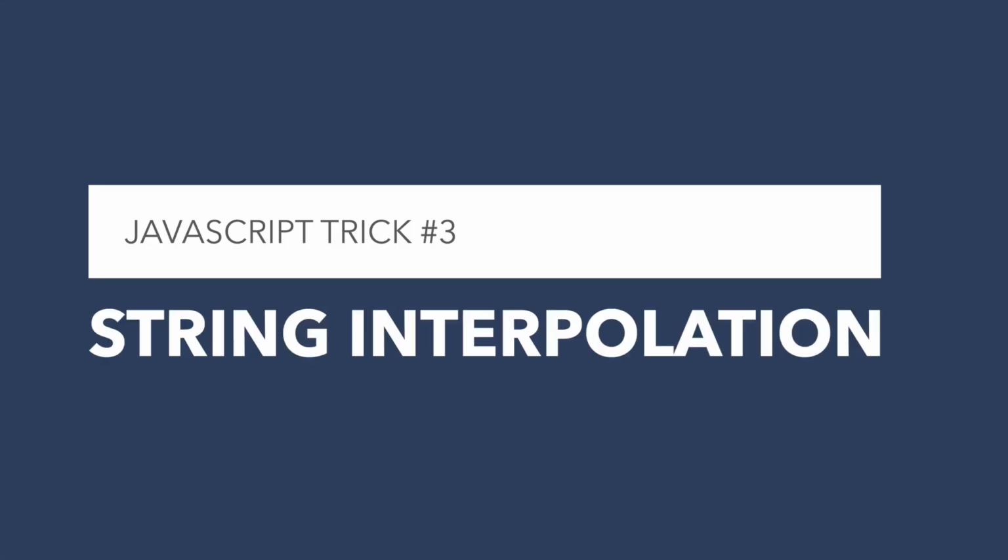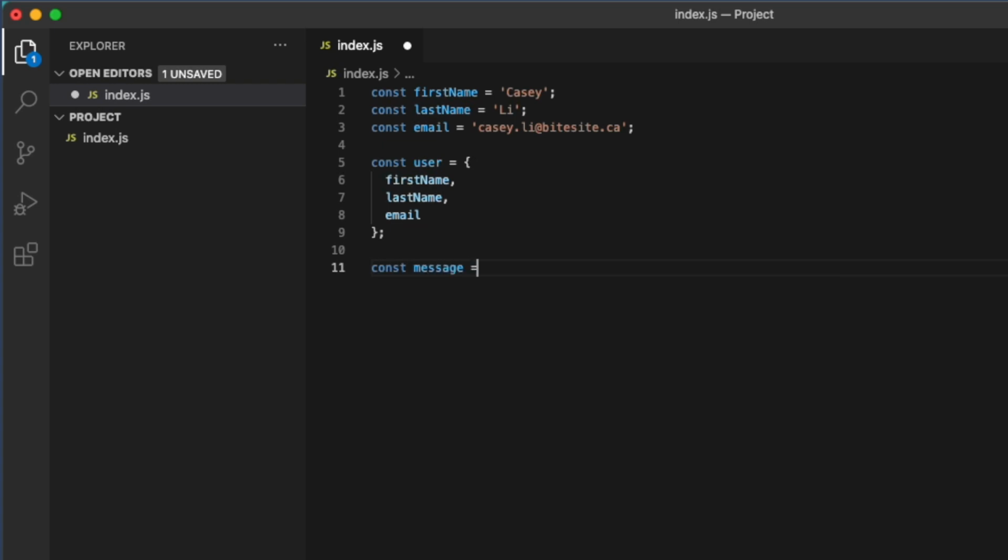Trick number 3, string interpolation. Before ES 2015, we used to concatenate strings in JavaScript using plus signs. Well, with ES 2015, we can do some nice string interpolation using backticks and dollar signs.